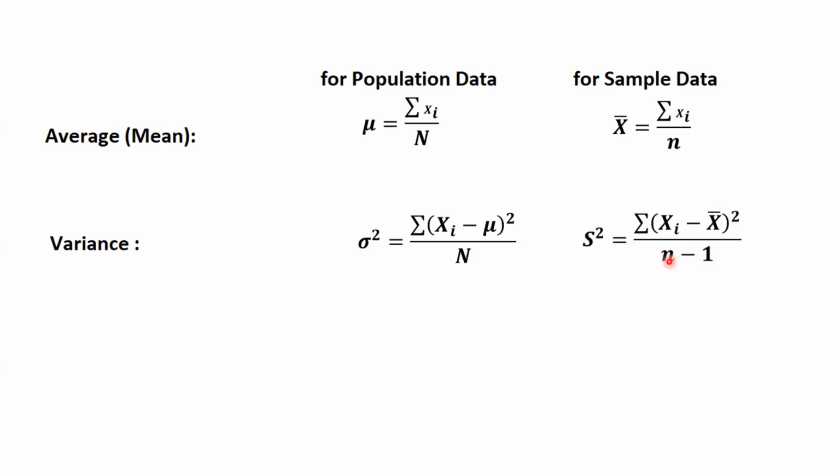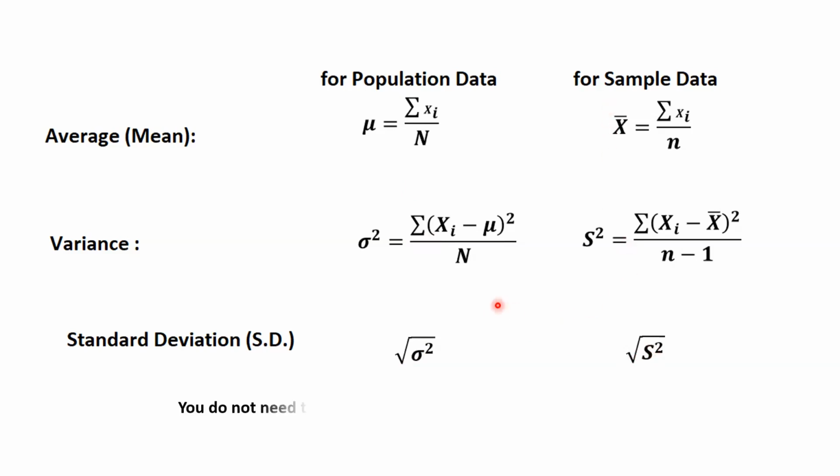Why are we using n minus 1 here in the denominator whereas capital N here? Because then only will this sample variance be an unbiased estimate of the population variance. I have made a video for this mathematical proof that this is an unbiased estimate of the population variance. Please go through that. Now, standard deviation is nothing but the square root of variance. Therefore, square root of sigma squared for population and square root of capital S squared for sample data.